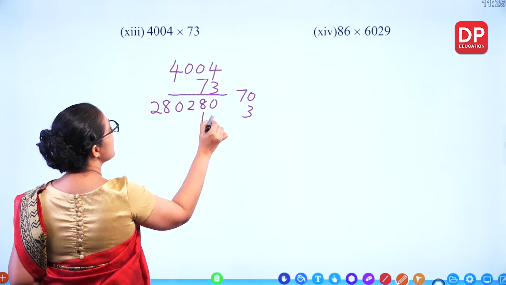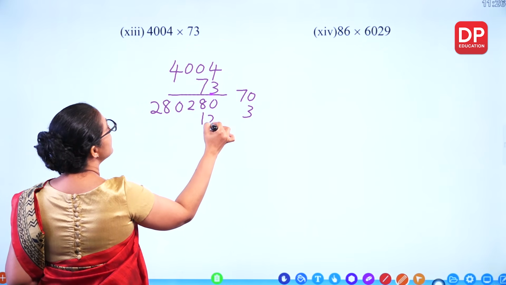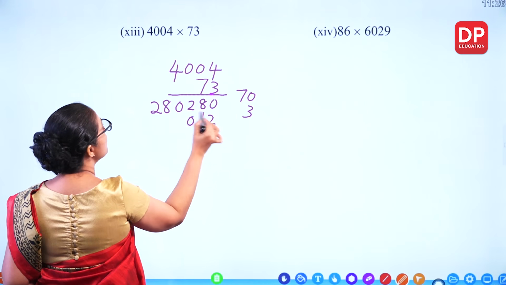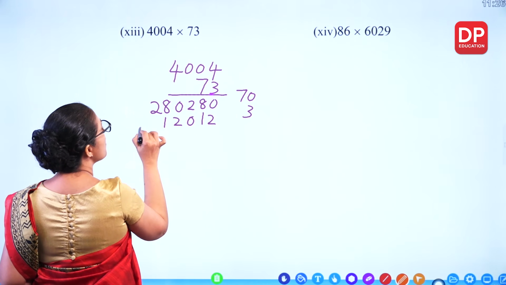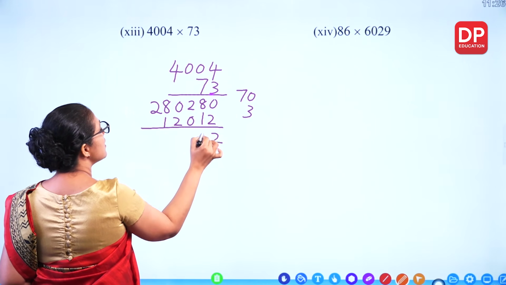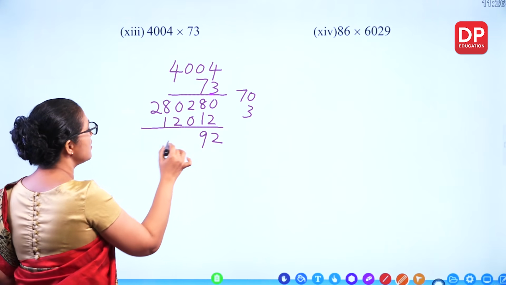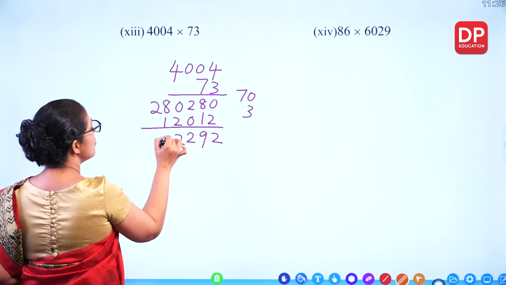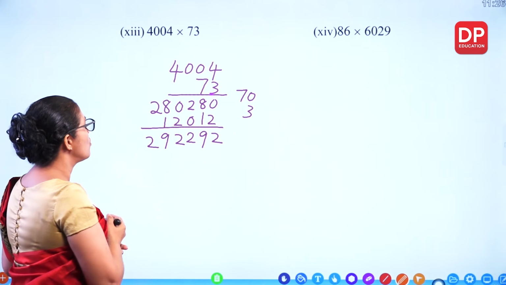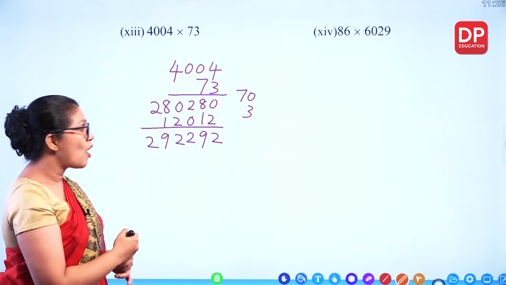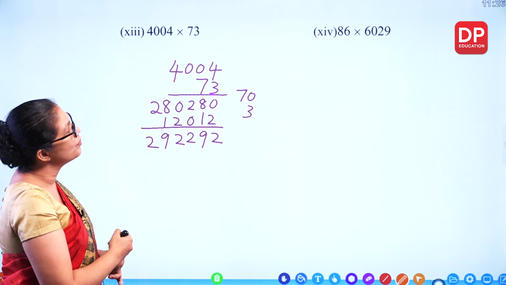3 times 4, 12. And 3 times 0, 0. 3 times 4, 12 again. When you add it, you get 9, 2, 2, 9, 2. So 292,292.